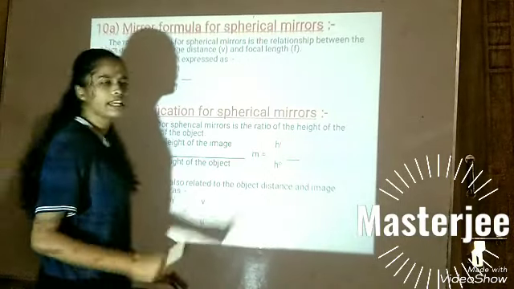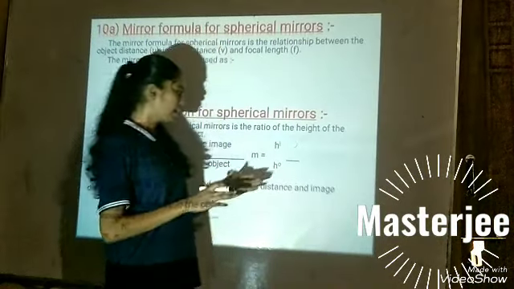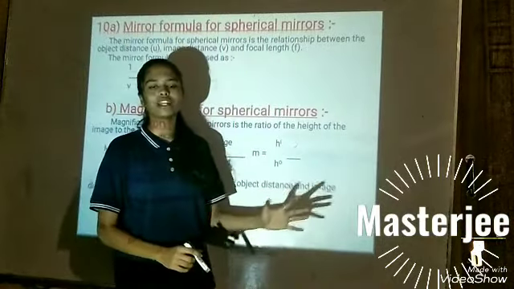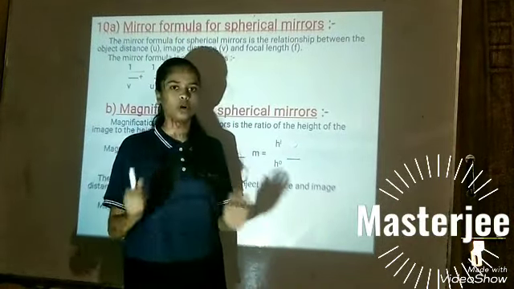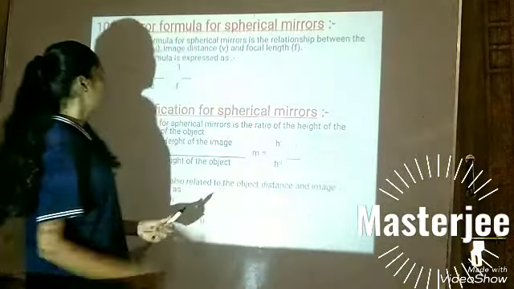Magnification is equal to 1. In the case of the plane mirror, the magnification will always be equal to 1.